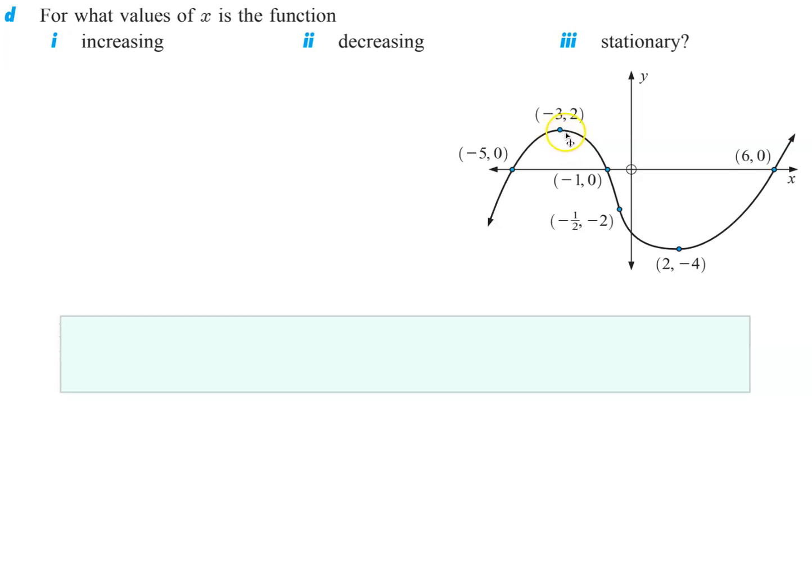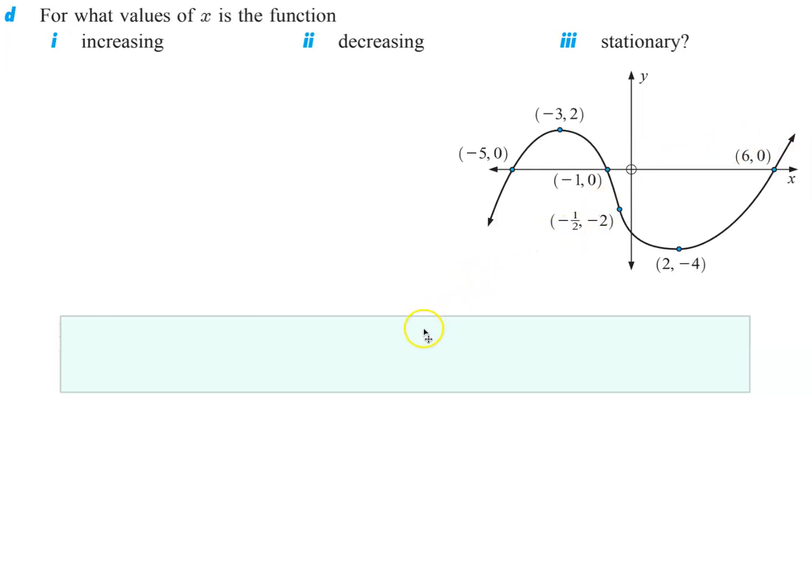Okay, the function is decreasing when you're actually walking down. We can also think of that as when the gradient is negative. So it's decreasing between x equals -3 and x equals 2. There's another stationary point at x equals 2 where it's going neither down nor up. And then once again, the function is increasing, which means you're walking uphill, from x equals 2 onwards.